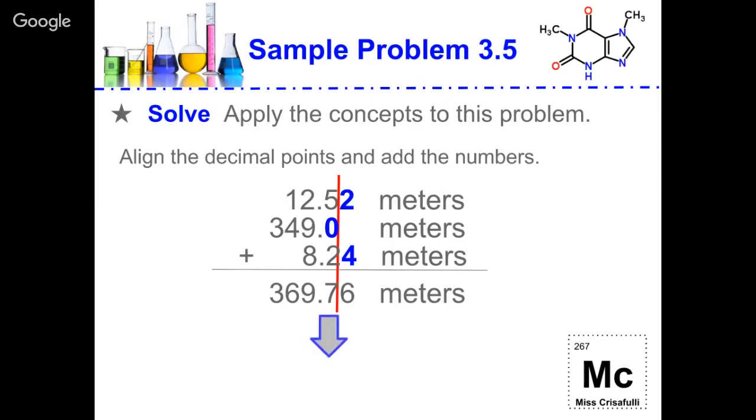So that means that we need to round this number to the tenths place. So that 7 is going to be our last digit. The digit to the right, 6, is greater than 5, so we're going to round the 7 up to 8. So our final answer and the correct number of significant figures for this addition problem is 369.8 meters.